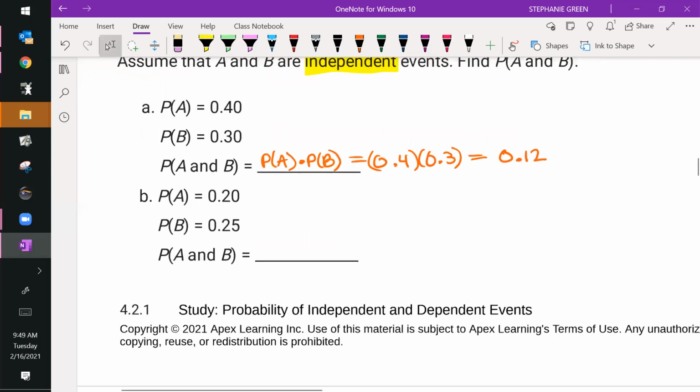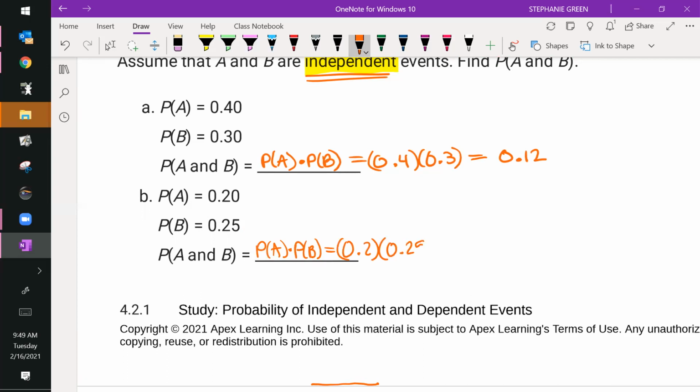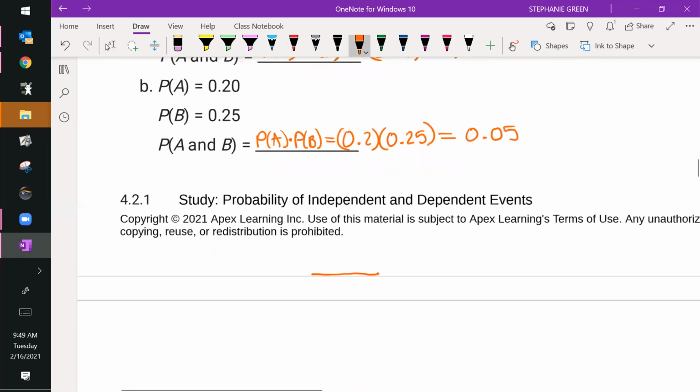Okay, next one. Again, we know these are independent events. It says so in the directions. So the probability of A and B is going to be the product of the individual probabilities. Event A has a 20% chance. Event B has a 25% chance. So if we multiply those, let's see, what's 25% of 2 or 0.2? That would be 0.05. Okay, so that would be it.